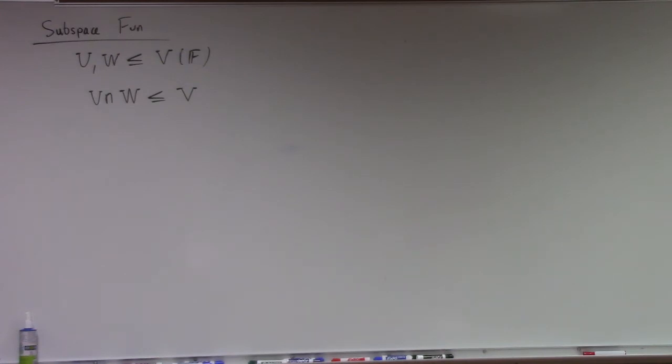If you take x and y in the intersection, then the sum is in each because they're each a subspace. The scalar multiple of x is in each because they're each a subspace, which proves that cx plus y is in both. Consequently, cx plus y is in the intersection, which shows that the intersection passes the subspace test. Was this hard? I hope not.